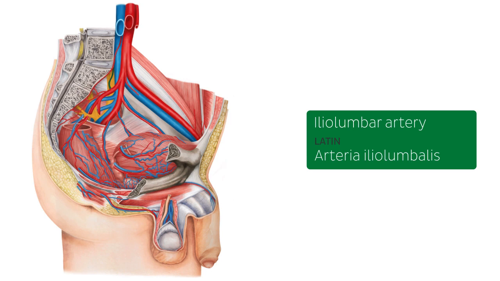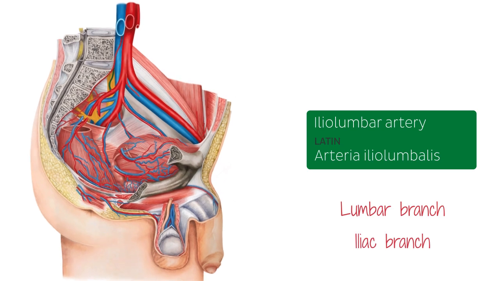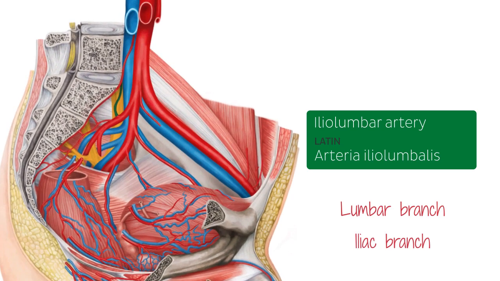Now, the iliolumbar artery is the first branch to arise from the posterior division of the internal iliac artery, and it descends out of the pelvic inlet, coursing beneath the psoas major muscle, and then runs into the iliac fossa. It will further divide into two branches, the lumbar branch and then an iliac branch, hence the name iliolumbar artery. Now in this illustration, you can see the left iliolumbar artery highlighted.